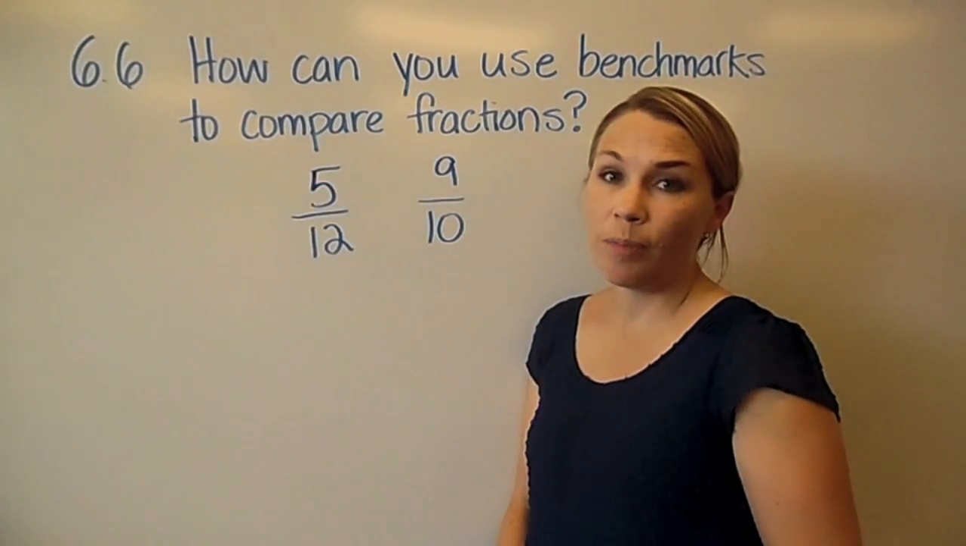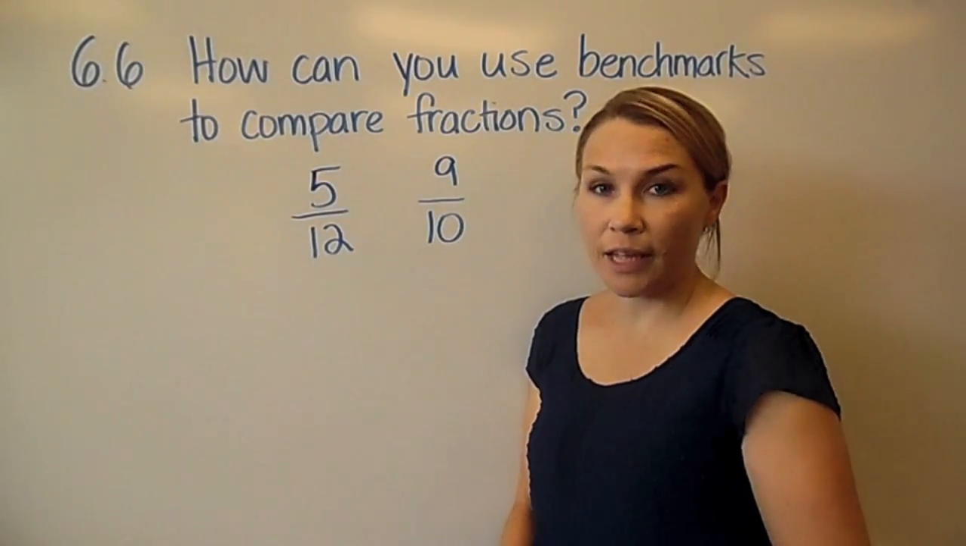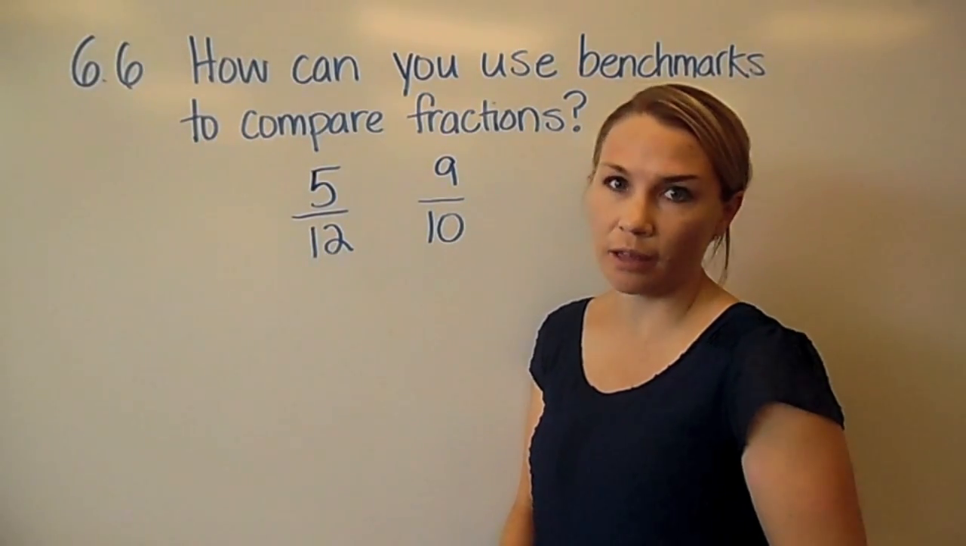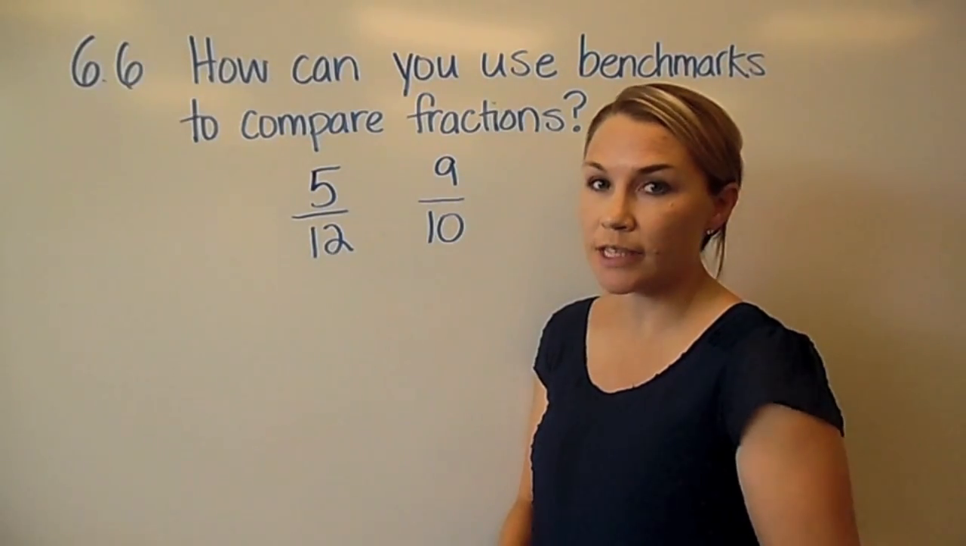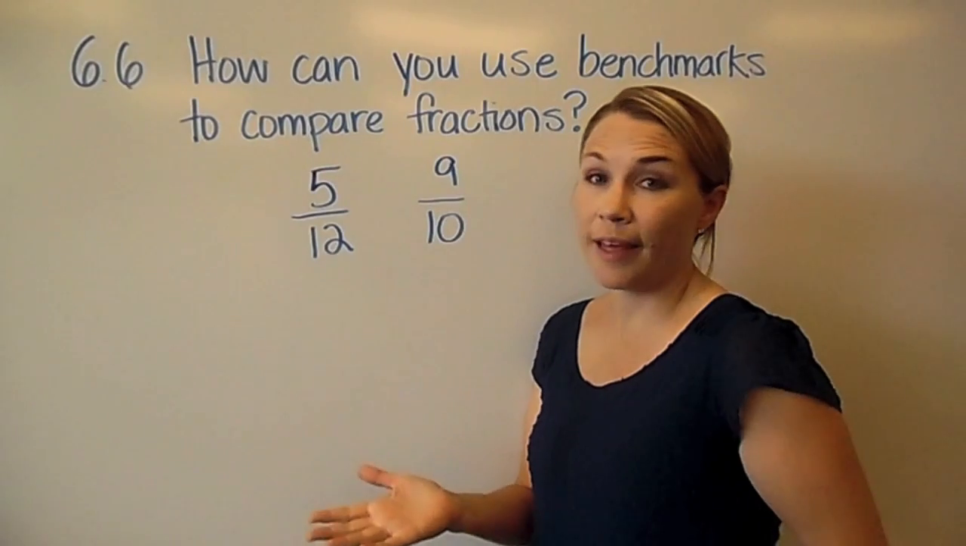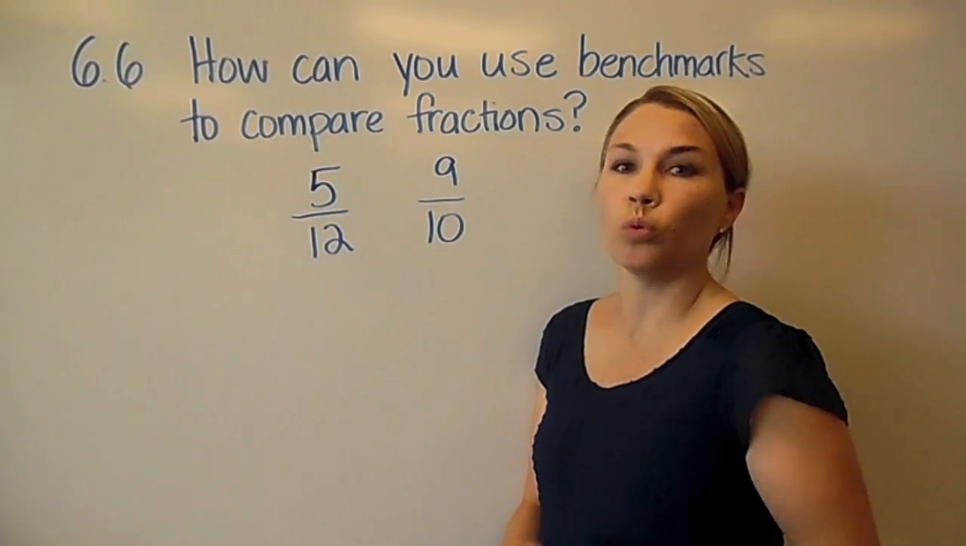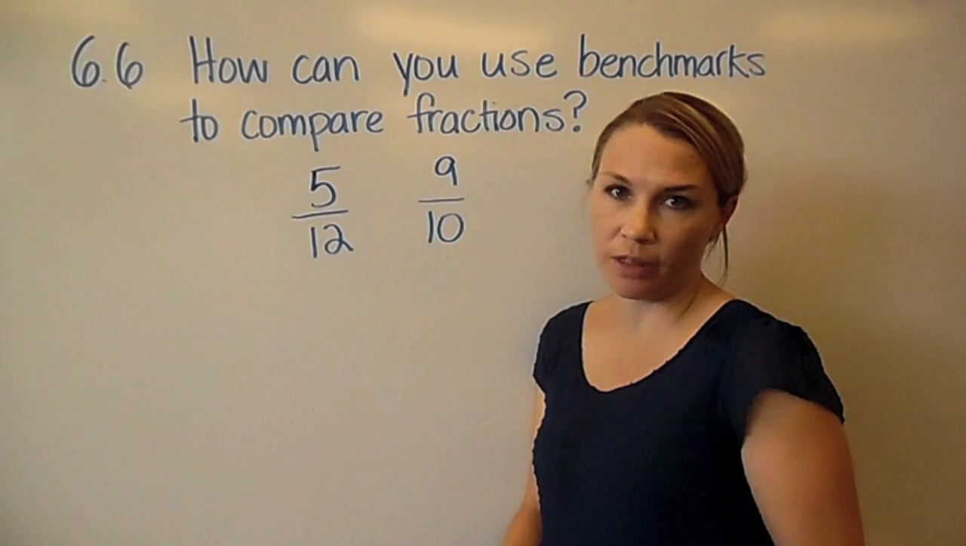So the fractions we're going to be comparing today are 5/12 and 9/10. Now I notice when I look at these fractions, I can see that the numbers on the bottom, their denominators, are different. That makes it difficult to compare. This is where we can use benchmarks to help us compare these fractions.